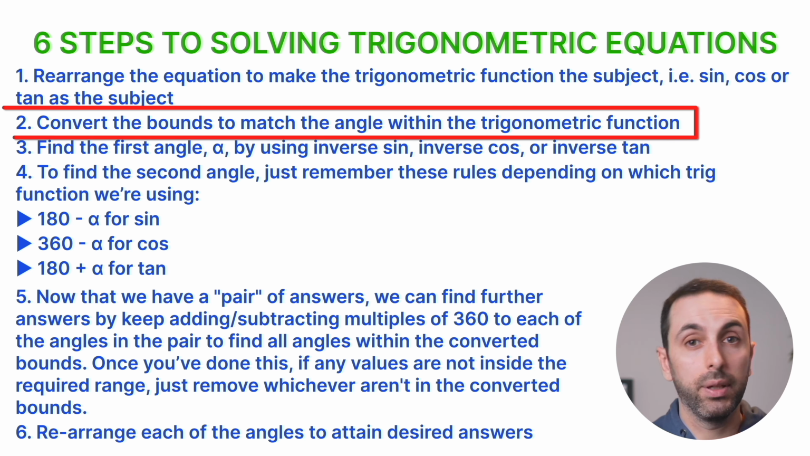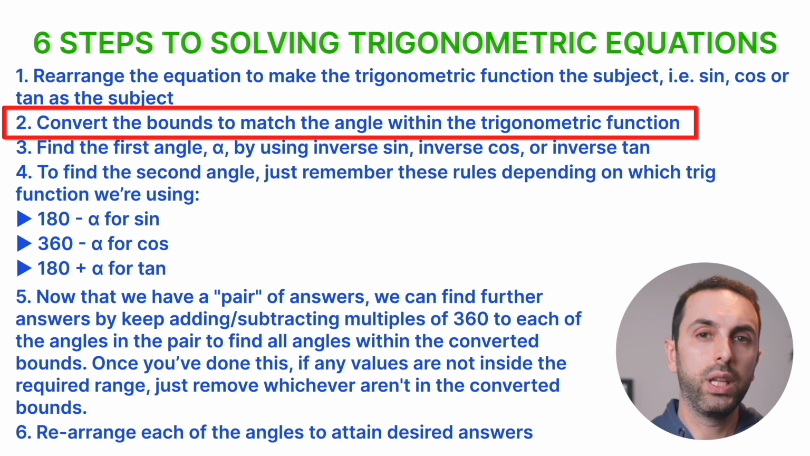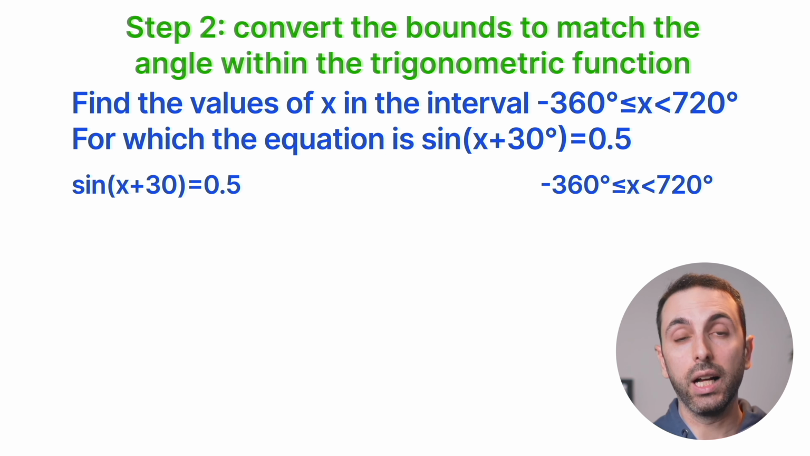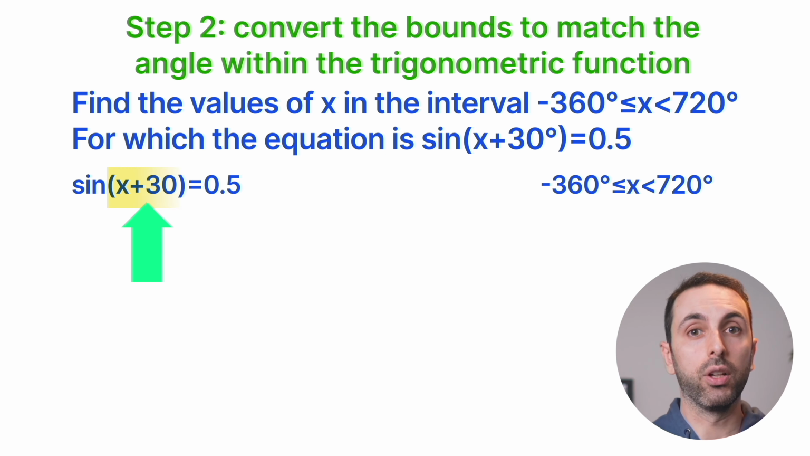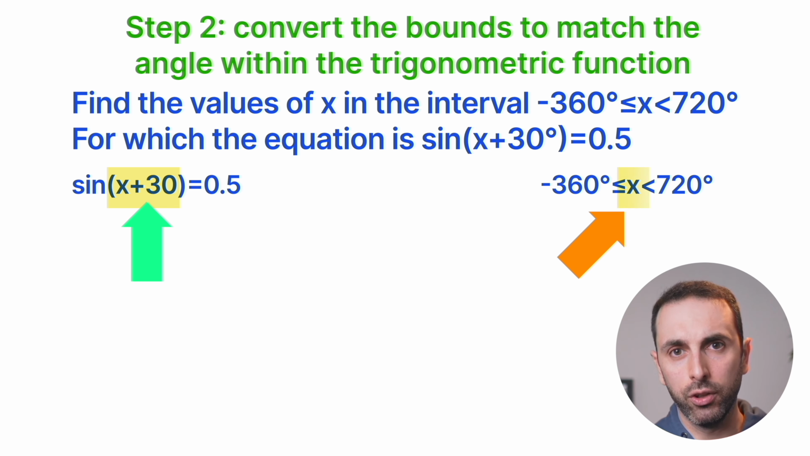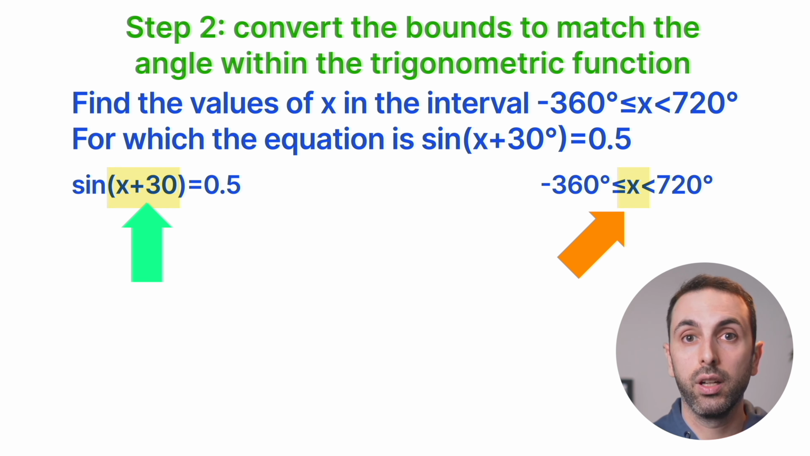Looking at the second step, it says that we need to convert the bounds to match the angle within the trigonometric function. What this means is that because the angle within the trig function is x plus 30, we need to make the angle within the bounds as x plus 30, not just x.